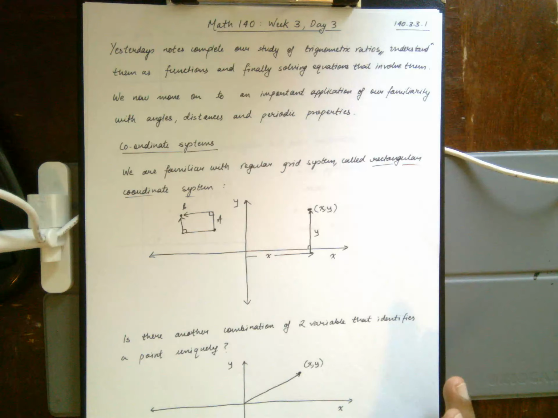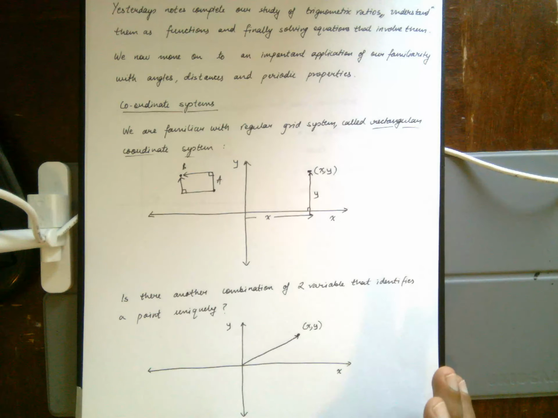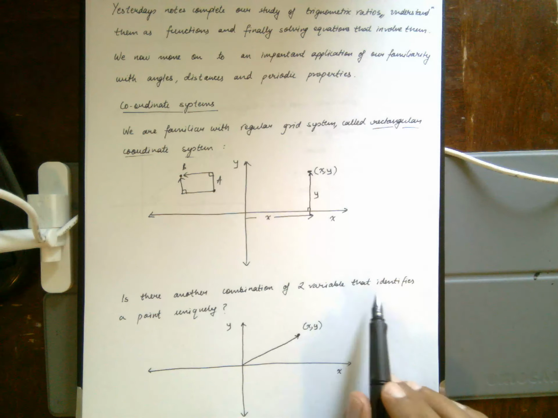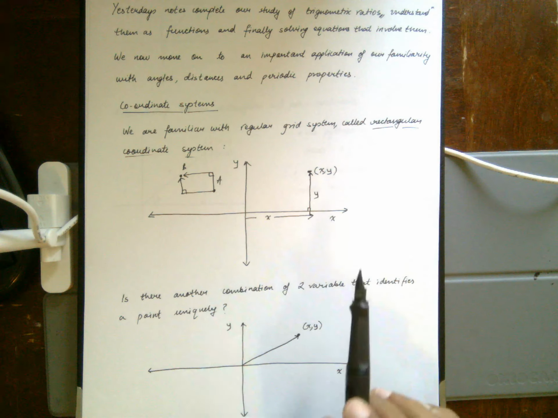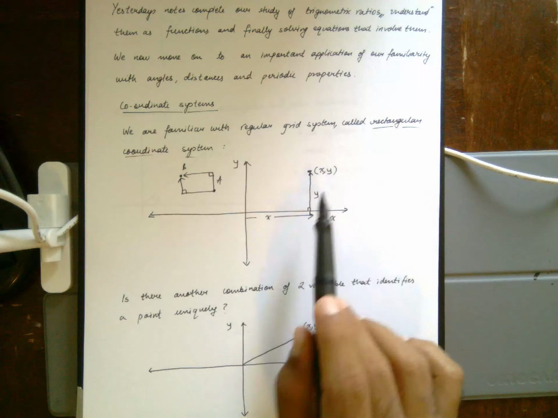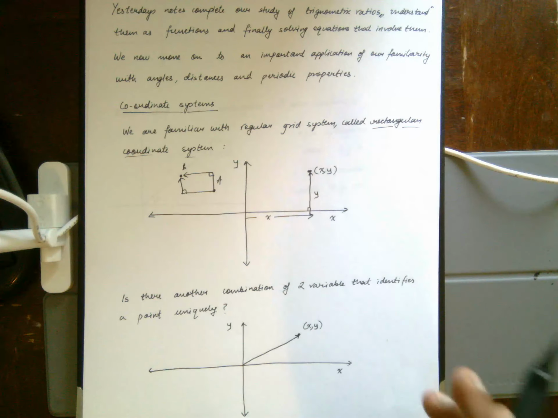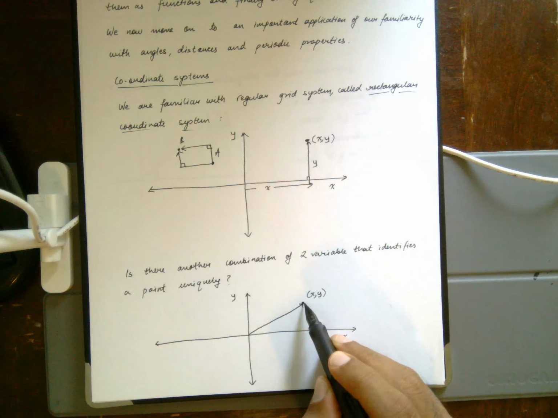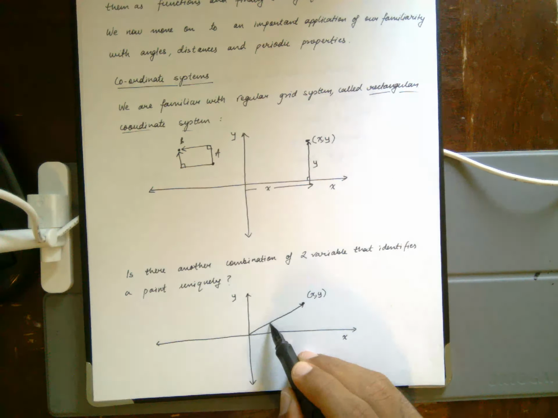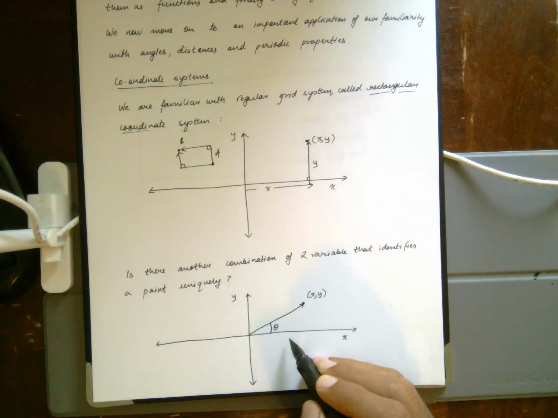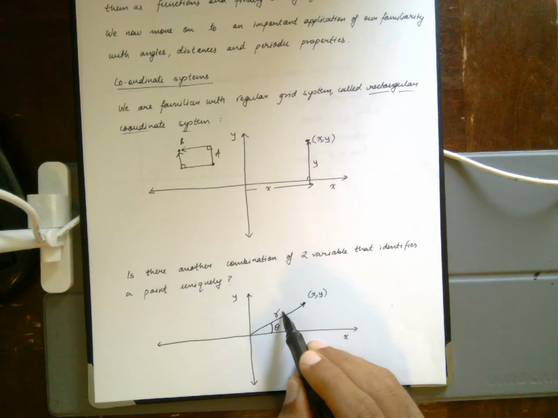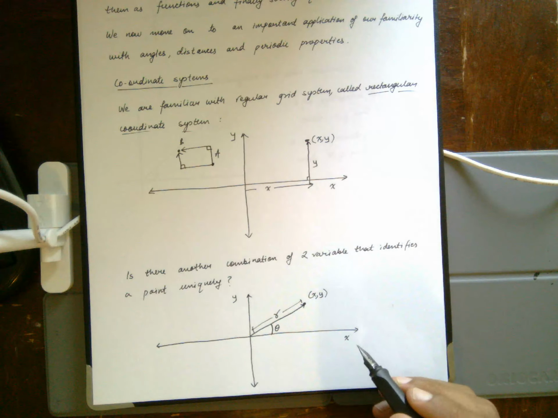And answering that question would mean answering another question, which is if there is a combination of two variables that identifies a point uniquely. So in this case, the two variables were x and y, meaning horizontal and vertical distance. Now we're going to see that there's another way. Given this x, y, I can use the angle it makes with the x-axis, and then I can use this distance from the origin. And this is going to be unique.